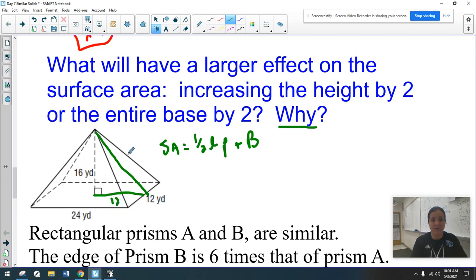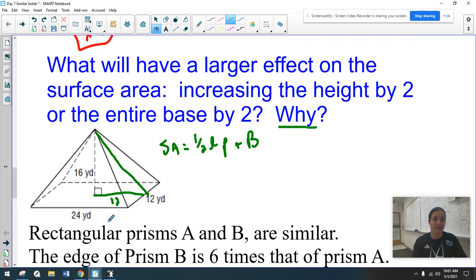You have to do a squared plus b squared equals c squared. So if you go through all of that and have to use the numbers, then you're going to have to find the lateral height and figure out what that is. Then what you'd have to do is increase the height by 2, so you'd have 18, and then you'd have to find a new lateral height. 12 squared plus 18 squared equals x squared.